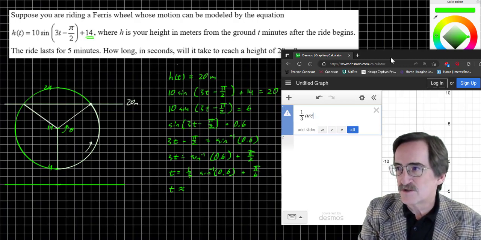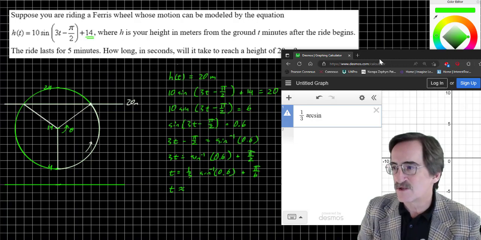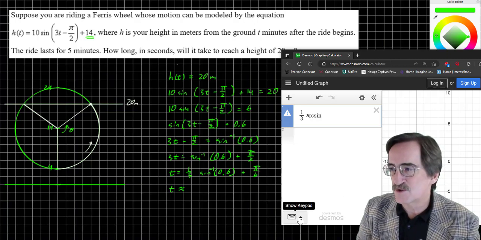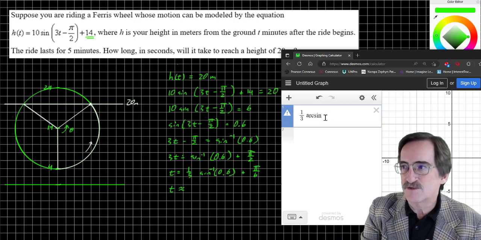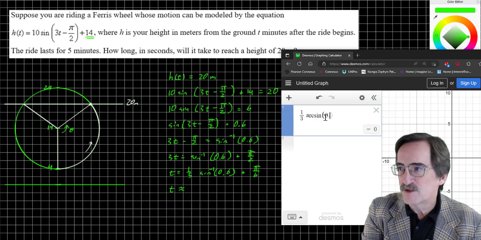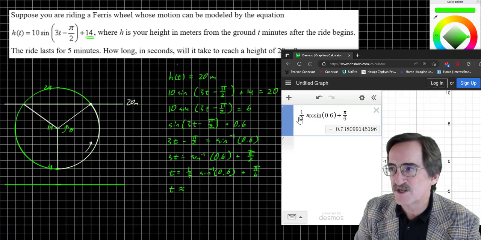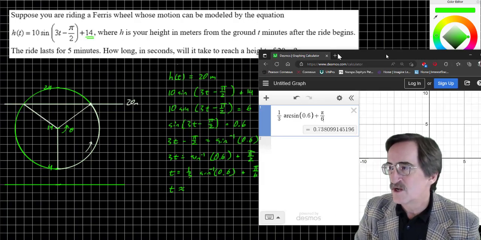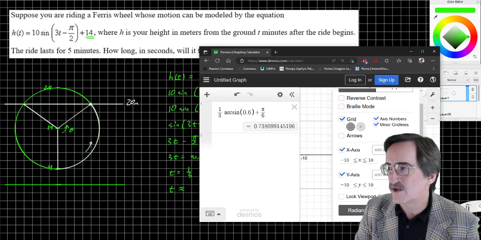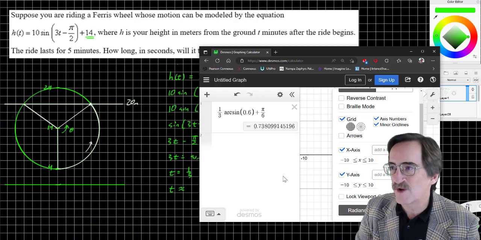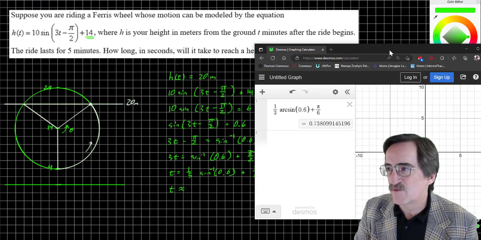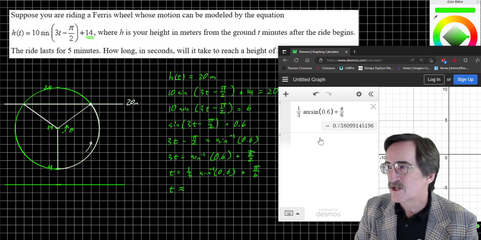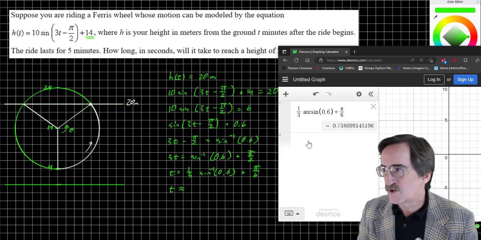So arcsine, A-R-C-S-I-N in Desmos, you can use the keyboard icon to show the keyboard and select the function arcsine with a little -1 as well. I find it easier to type arcsine. 0.6 plus pi over 6. Now, a reminder: anytime we're dealing with sine, cosine, and tangent, or their inverses, we've got to check and make sure we are in the right angle measure. And we're measuring in radians. As soon as we are dealing with pi's, chances are we're talking about radians. And the default is radians. Okay, so it looks like t is about 0.738.